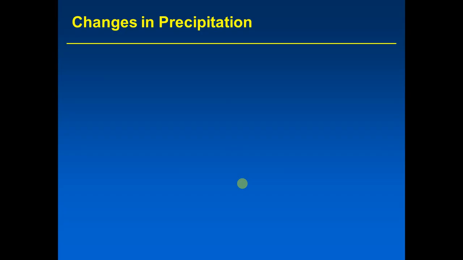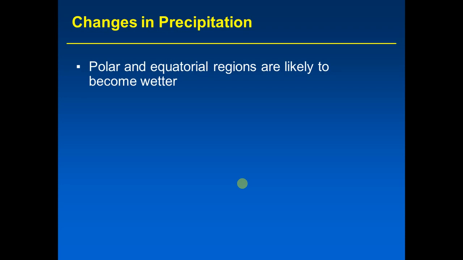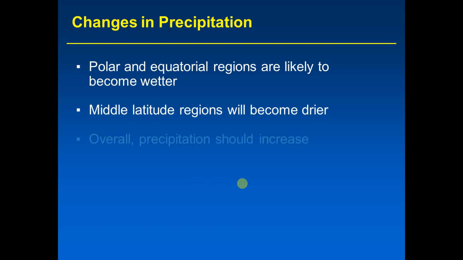So here are the net trends for changes in precipitation based on global climate models. The polar and equatorial regions, the high and low latitudes, are likely to become wetter, okay, overall, while the middle latitude regions will become drier. This includes San Jose. This includes Northern California, okay? Overall, precipitation should increase, though.